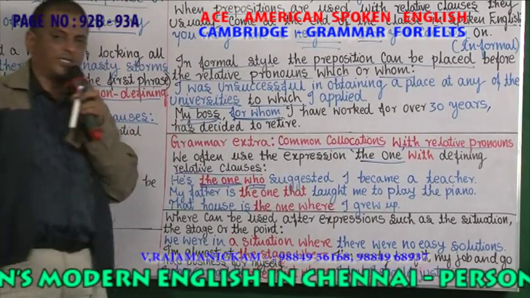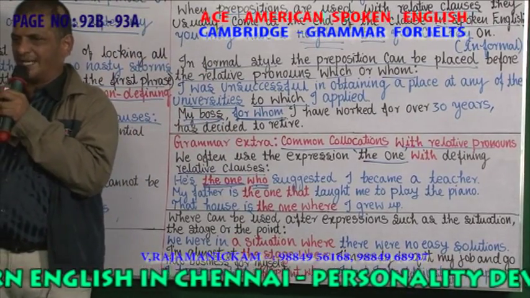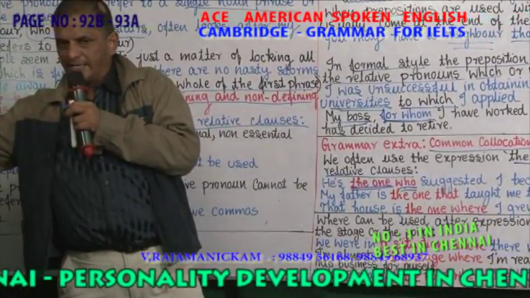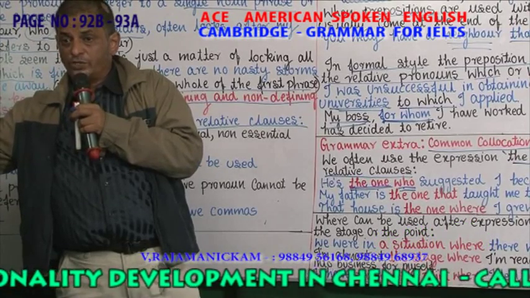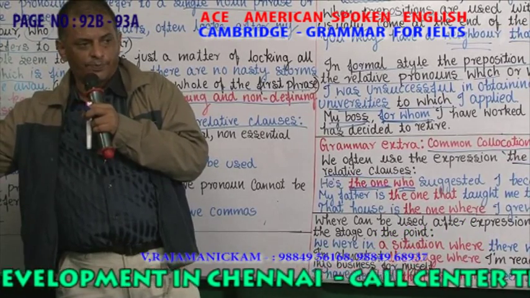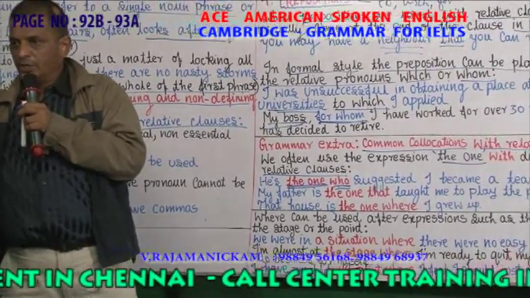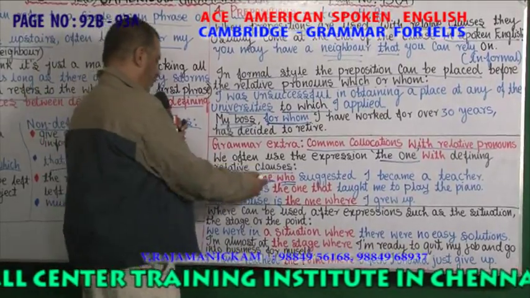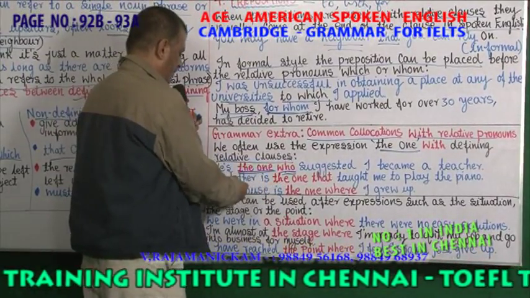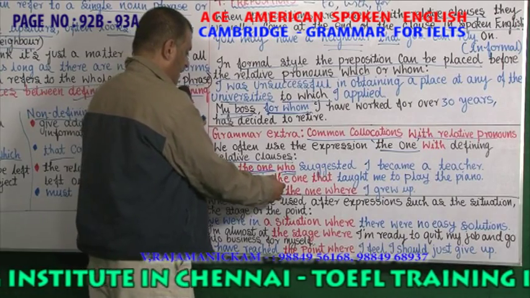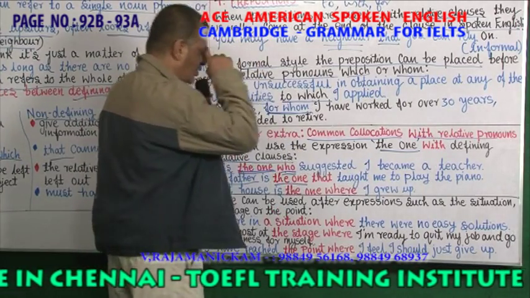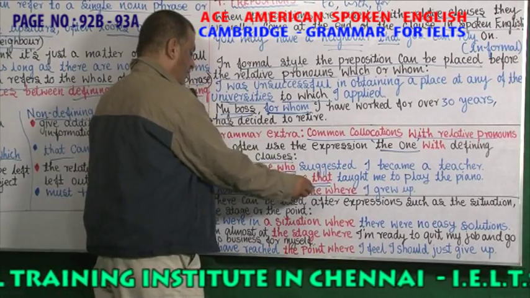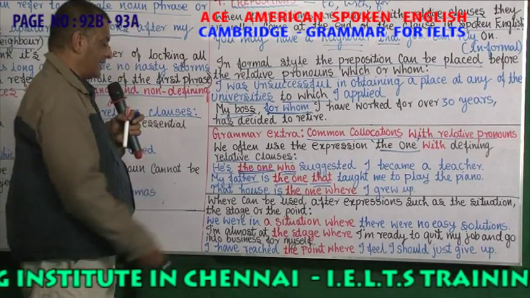So the who stands for what? The person, he. He is the one who got first rank in the class. This one stands for this gentleman. The one comes before who. My father is the one that taught me to play the piano. So the one comes in front of that: the one that, the one who.